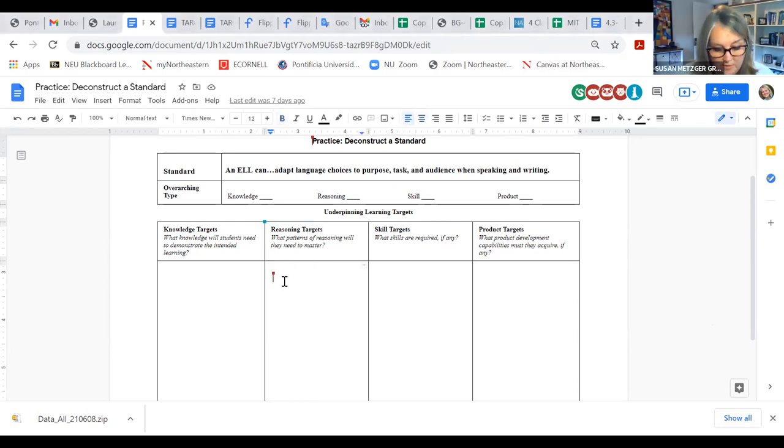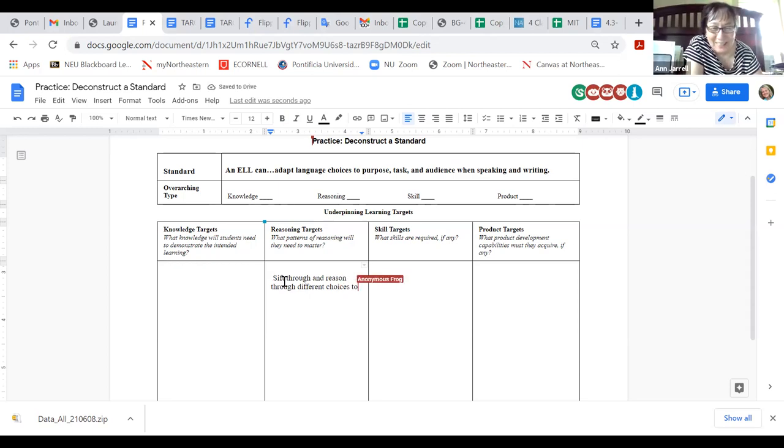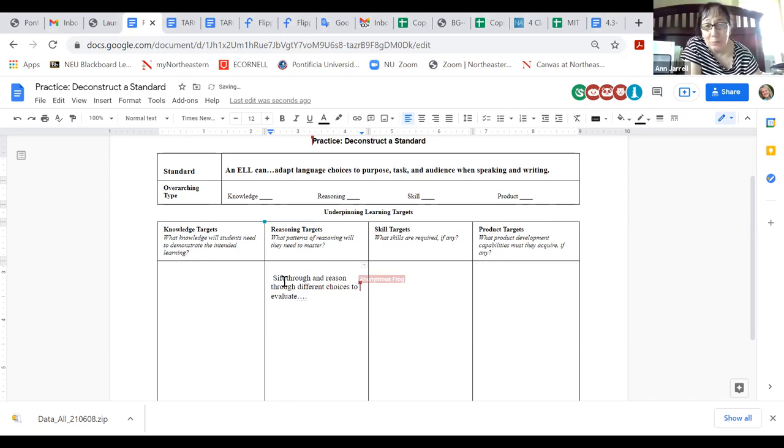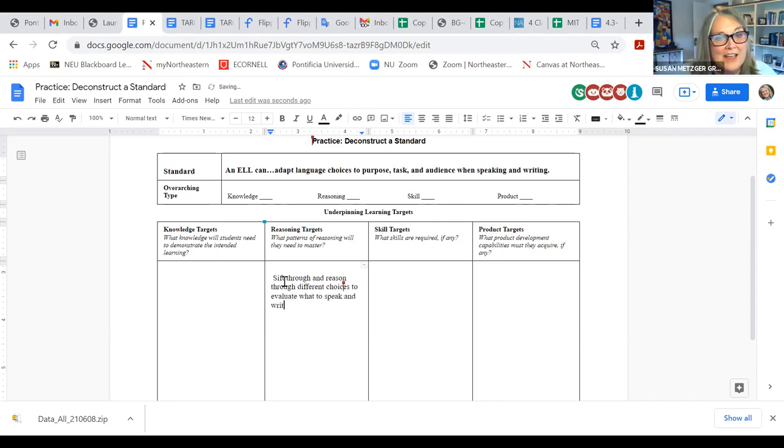Well, I will agree with you. I'm going to even write that. And through choice, you said sift through and reason through different choices. Do you remember what the rest of your sentence was? To evaluate. To evaluate, yeah. The language choices. To evaluate what, Ann? To evaluate what to speak and write. Okay, all right. Now I agree with you, and I love the way that you express this.